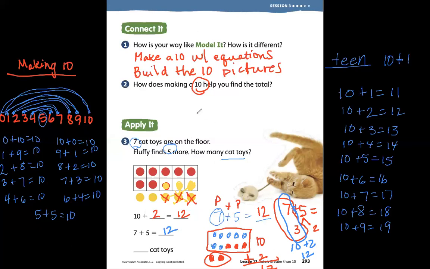Okay, we could also do 7 plus 5. We could use our count on strategy, right? 7, 8, 9, 10, 11, 12. So counting on also gets us to the total. There are 12 cat toys.